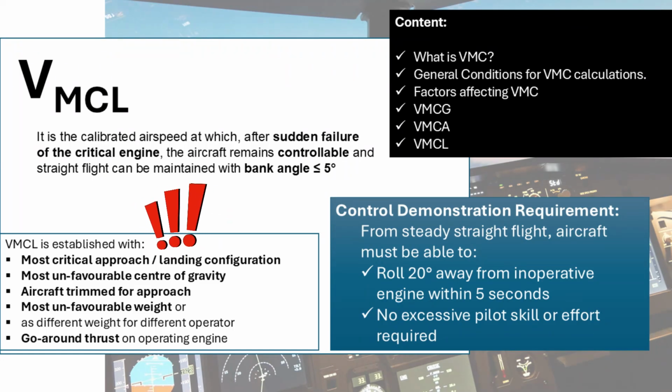It must be established with the most unfavorable center of gravity, the airplane trimmed for approach with all engines operating, and the most unfavorable weight, or, at the option of the applicant, as a function of weight. Go-around thrust setting must be used on the operating engines. In demonstrations of VMCL, lateral control must be sufficient to roll the airplane from an initial condition of steady straight flight, through an angle of 20 degrees, in the direction necessary to initiate a turn away from the inoperative engine, in not more than 5 seconds.